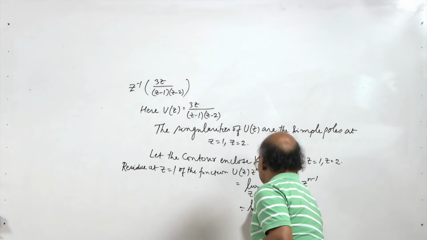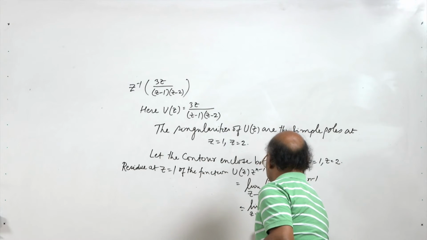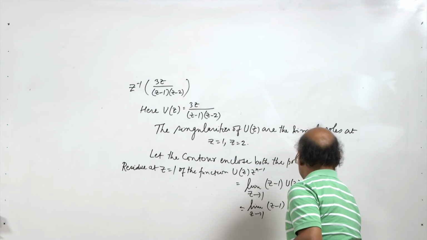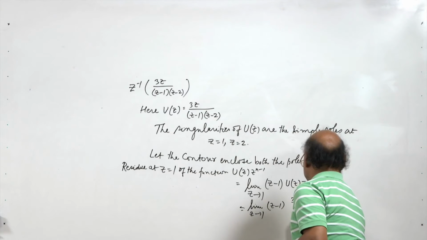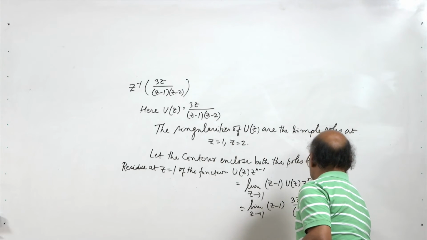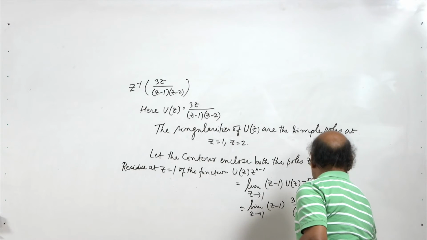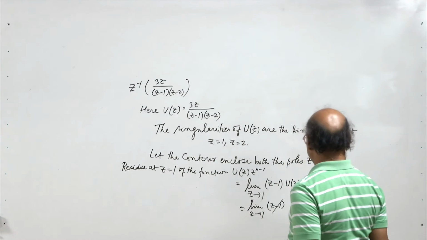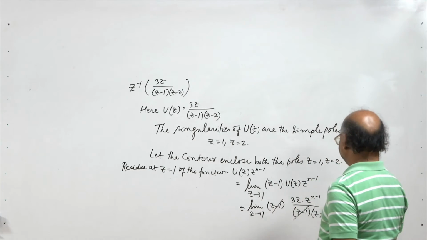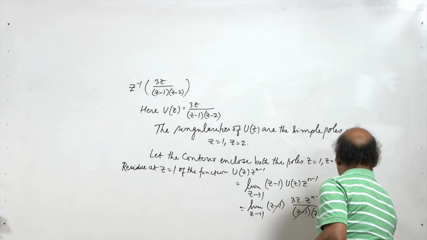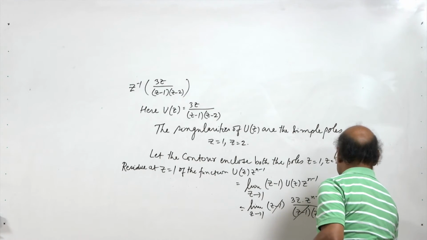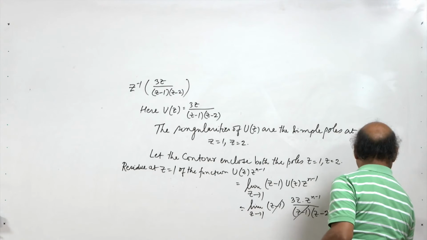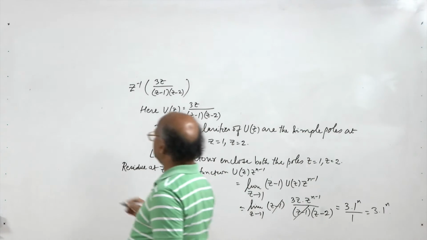So, here we multiply U(z) z to the power n minus 1 by the factor (z minus 1) and find the limit as z tends to 1. So, this is equal to limit z tends to 1 of (z minus 1) and then U(z) is 3z into z to the power n minus 1 divided by (z minus 1)(z minus 2). So, this (z minus 1) we can cancel and when z tends to 1 it is 3 into 1 to the power n divided by 1 minus 2, so this is minus 3 into 1 to the power n.